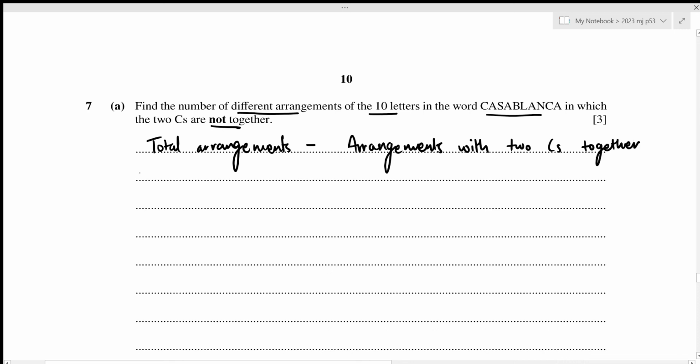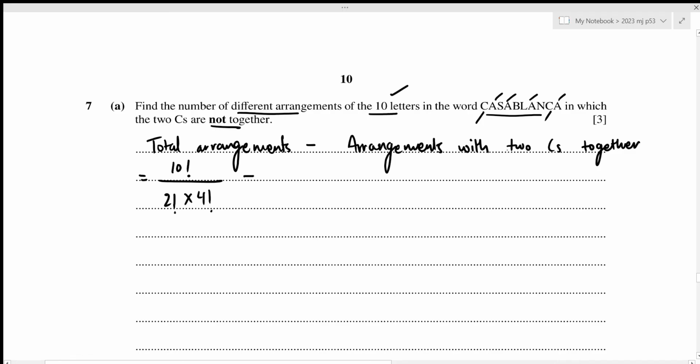Okay, so the total arrangement will be of the 10 letters, so 10 factorial. Then we divide it by the repeated letters. So C is repeated twice, that will be 2 factorial, and A is repeated 4 times, so times 4 factorial.